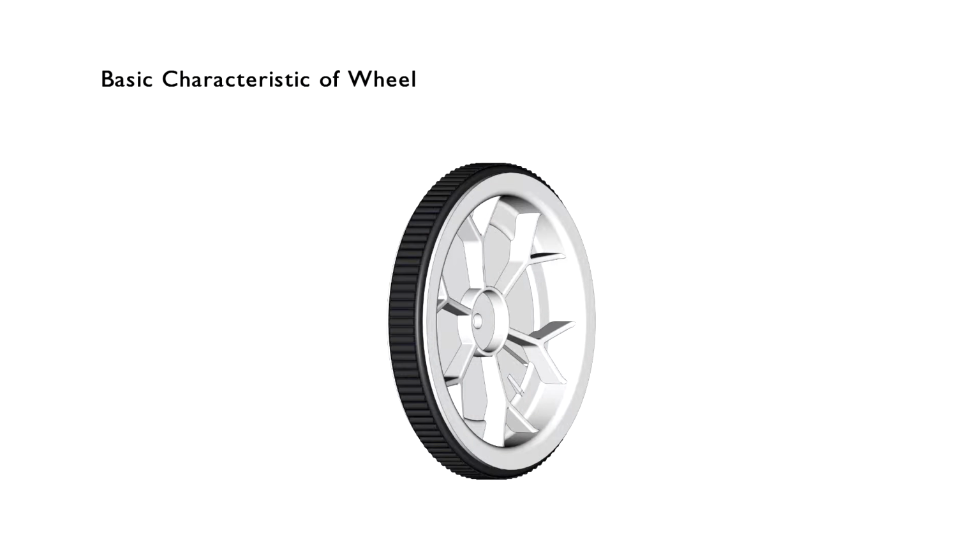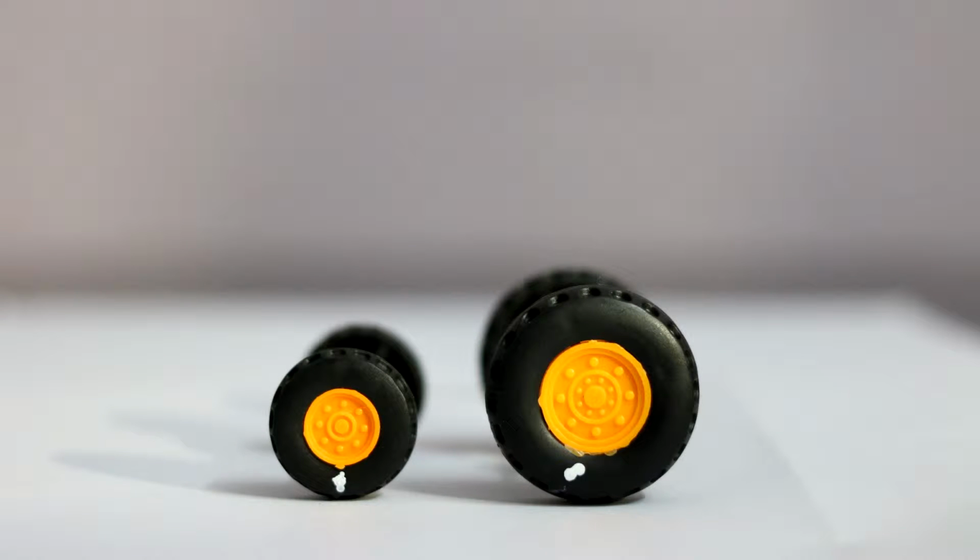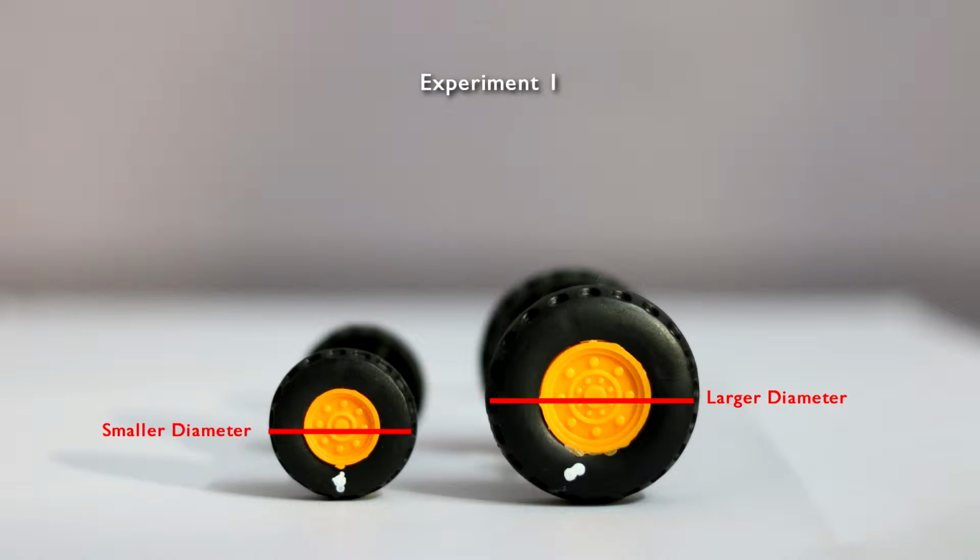First of all, the most basic characteristic of wheels would be their dimensions. Mainly these would be their diameter and their width. Now let us use a few simple experiments to see how the dimensions help with the functionality of the wheel. For the first experiment, we are going to take two wheels with different diameters.